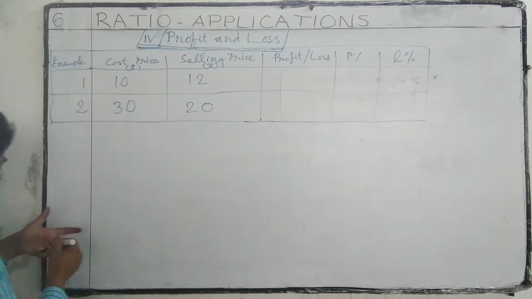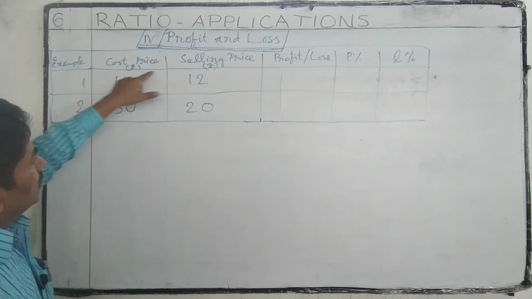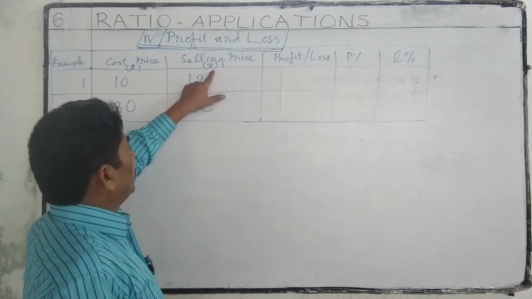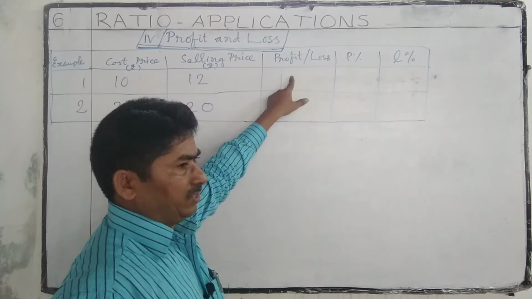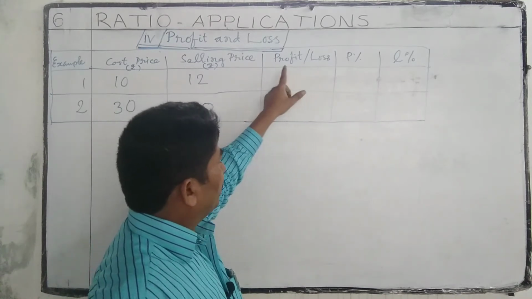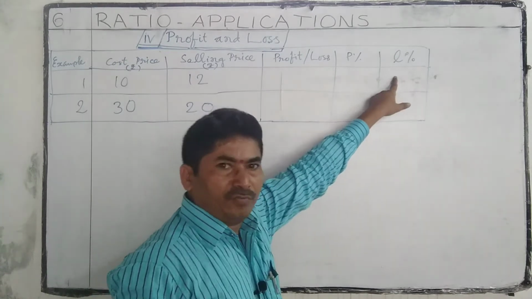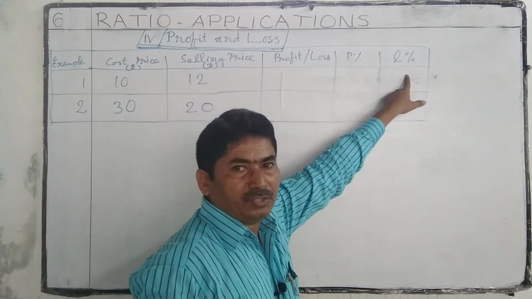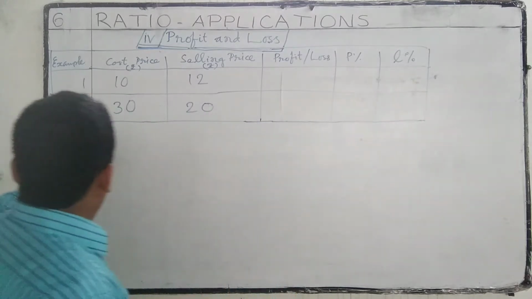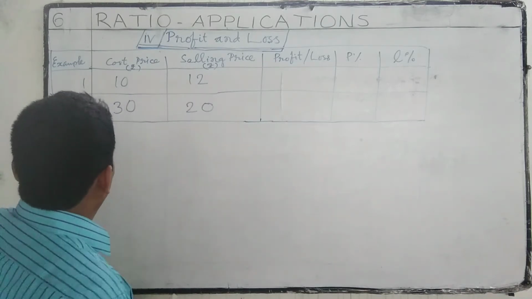Example 1: cost price is 10 rupees, selling price is 12 rupees. Is there profit or loss? If there is profit, we have to find profit percent. If there is loss, we have to find loss percentage. First, we can solve the first question.